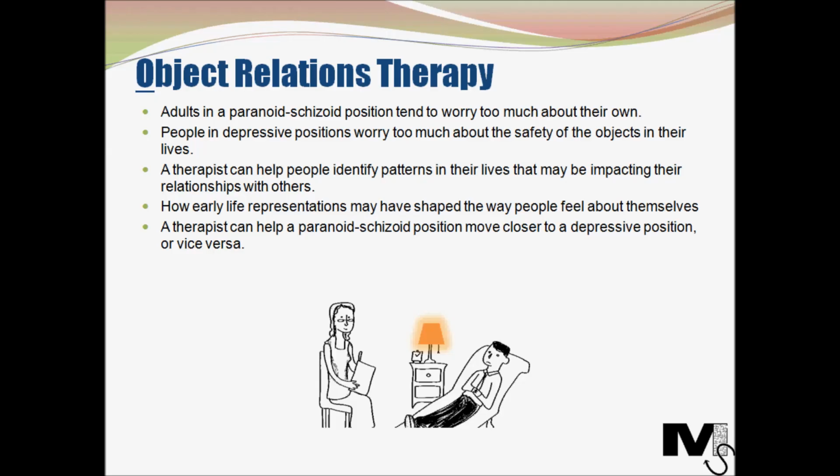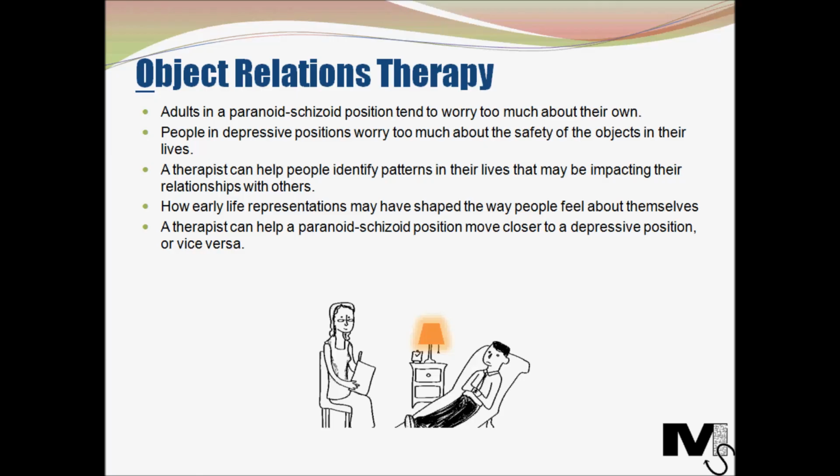An object relations therapist will help people identify patterns in their lives that may be impacting their relationships with others. A person then begins to uncover the representations that they have about their early life caregivers and how these representations may have shaped the way they feel about themselves and their relationships with others at the present time.